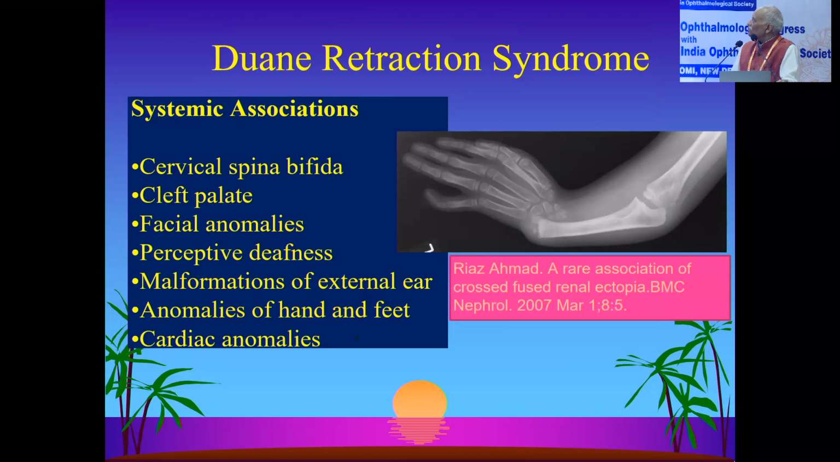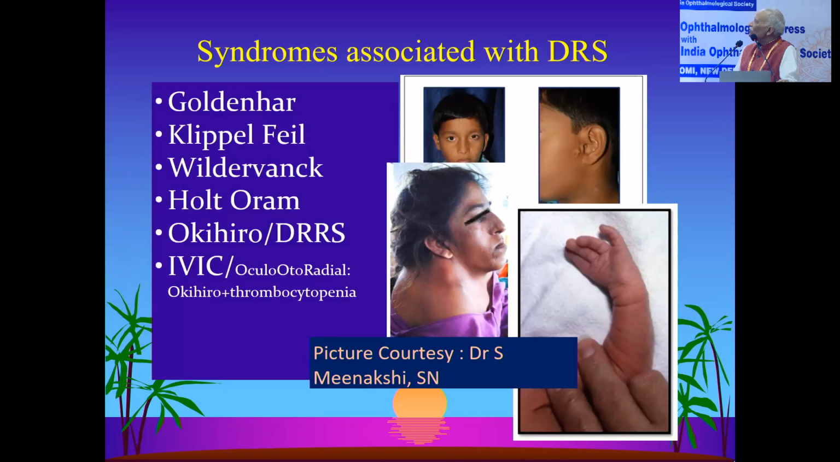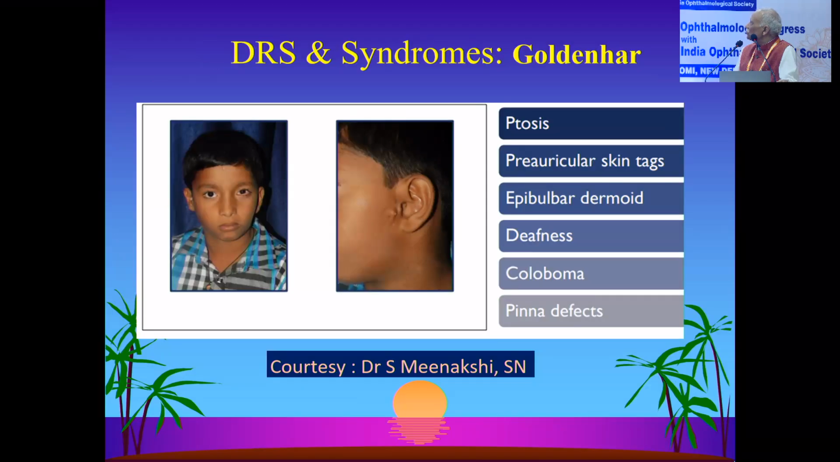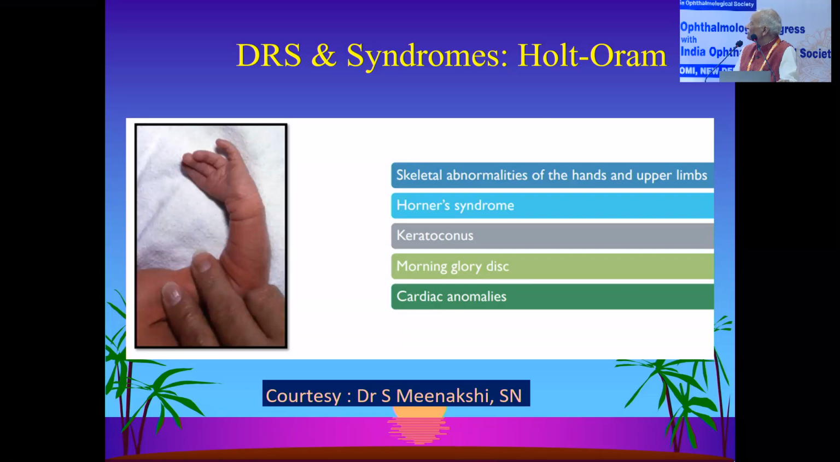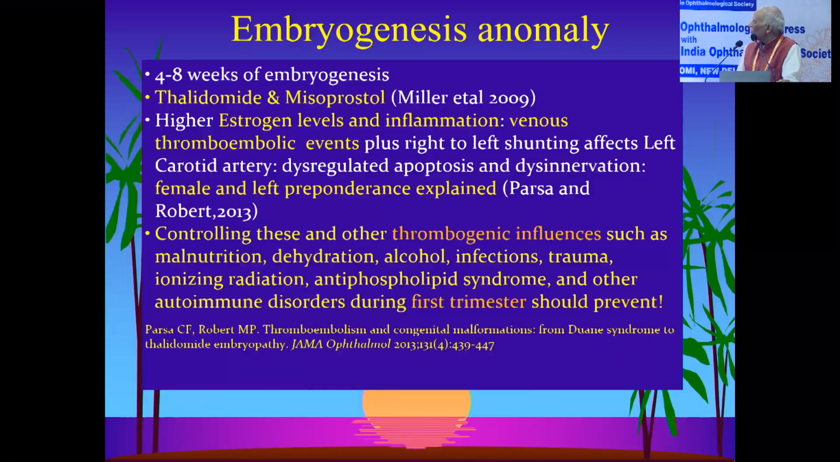So Duane's retraction syndrome systemic associations are also there. So ask about these. And the syndromes which are associated like Goldenhar, Klippel-Feil, Wildervanck, Holt-Oram, Okihiro, or the IVIC syndromes. So these are associated things which you will have to keep in mind whenever you have a case of DRS. Ask about these, like here the neck is short and there is a Marcus Gunn jaw winking, deafness is there in many of these. In Holt-Oram again, cardiac anomalies may be there along with the morning glory.